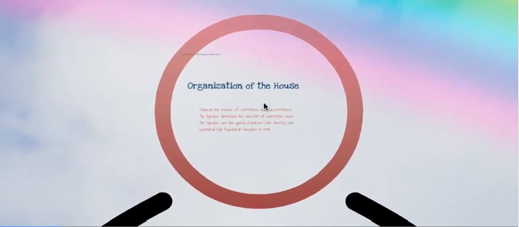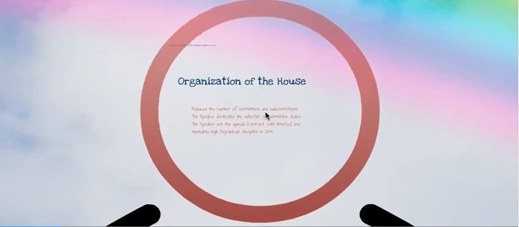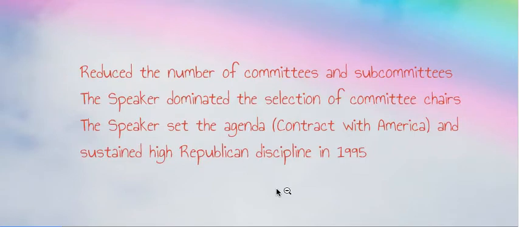Alright, to continue, how the House is organized. There has been a reduction in the number of committees and subcommittees. The Speaker dominated the selection of committee chairs. Remember, the Speaker is the most powerful person in all of Congress. And this person has to make lots of big decisions as far as what issues get on the agenda. And this Contract with America, this was a 1994 Republican program to change this whole committee system and give the Speaker more power in selecting who are the committee chairpersons. Alright? So this was Republican controlled.